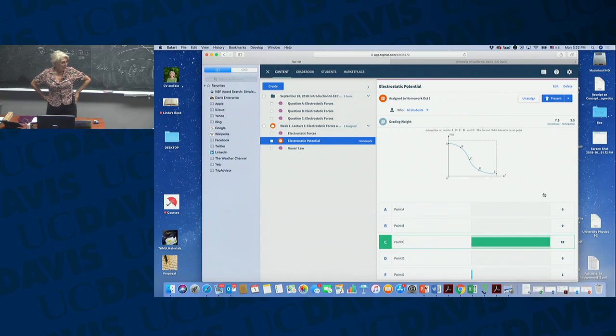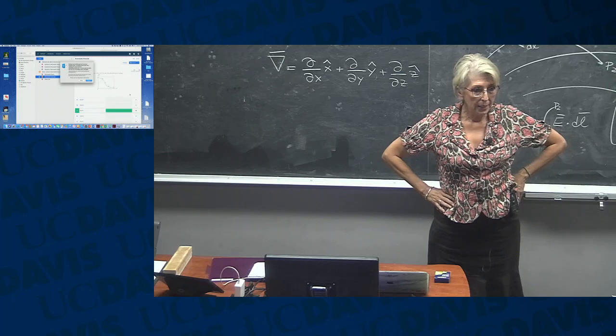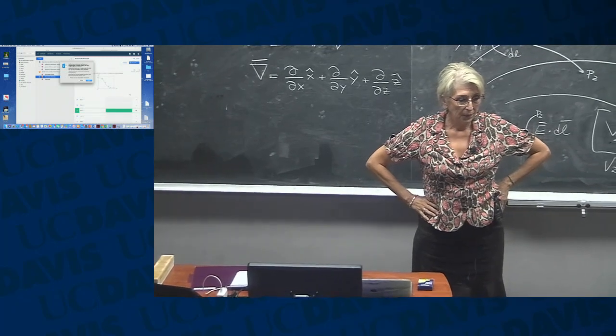So, what did you learn today? That when the potential changes fast, then you have a large value of the electric field. When the potential remains constant, then what happens to the electric field? 0. Okay?